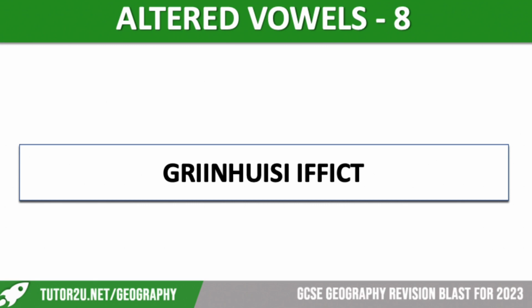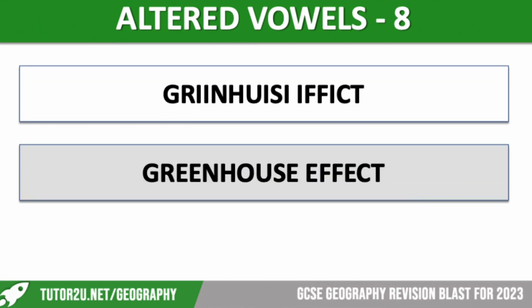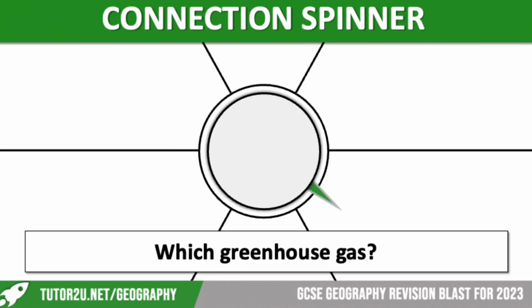So here is our final altered vowels. Let's reveal. It is the greenhouse effect. We're going to talk about the greenhouse effect in our next activity. Well done if you got all of those correct. Okay, so we're going to have a round of connection spinner now, and we're going to have a think about the greenhouse gases that lead to the greenhouse effect.